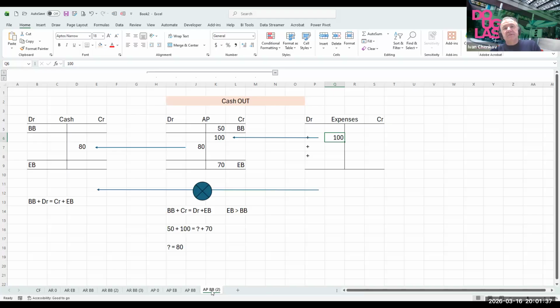Now let's see the other scenario. What's going to happen in this case? The expense is still 100. Now, my beginning balance is 70 in this case. My ending balance is 10. My expenses are still $100. How much cash did I pay?